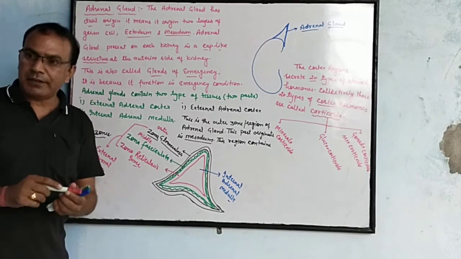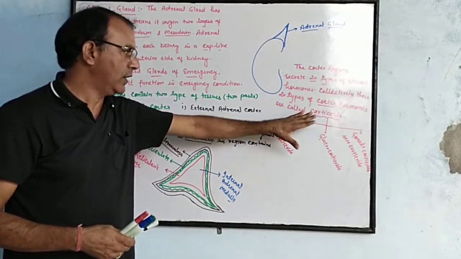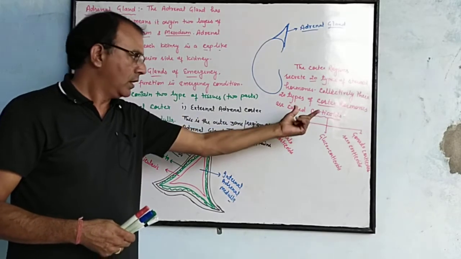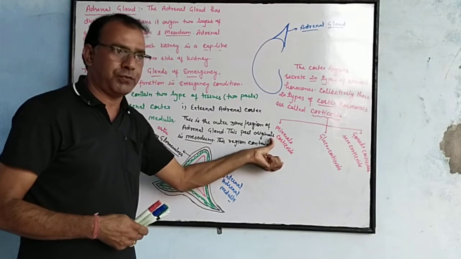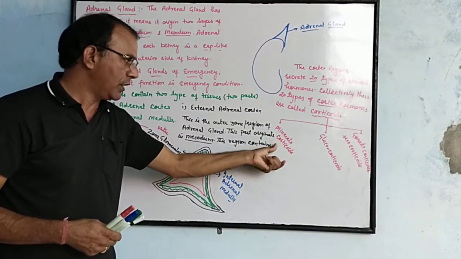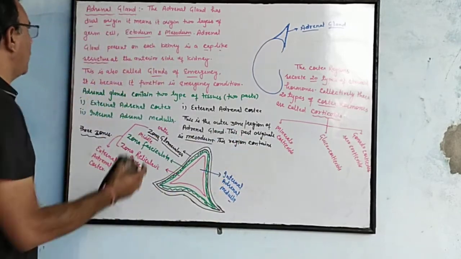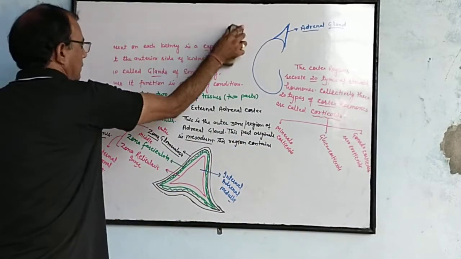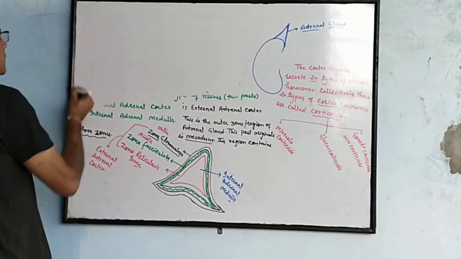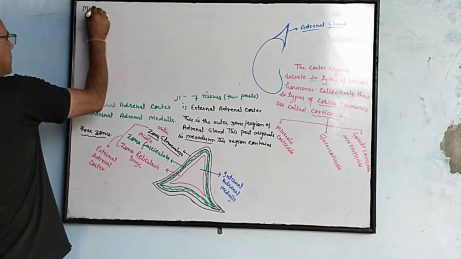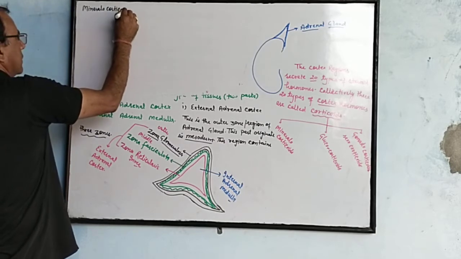The cortex secretes 20 types of steroid hormones. These steroid hormones are collectively known as corticoids. And these 20 types of corticoids are categorized into three types: mineralocorticoids, glucocorticoids, and gonadocorticoids. Mineralocorticoids.